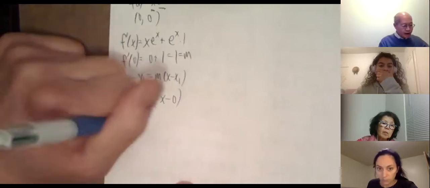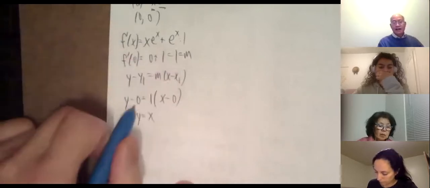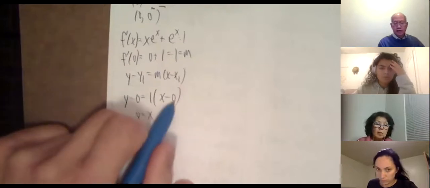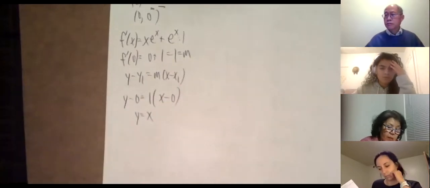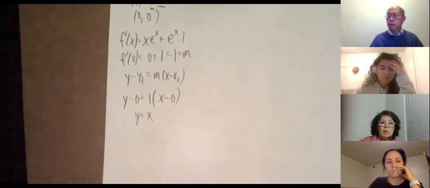Okay. And I wrote it as y equals x because if you subtract nothing, forget that, multiplying by 1 means you can forget it. So that's the easiest way to write that pretty much. Okay.